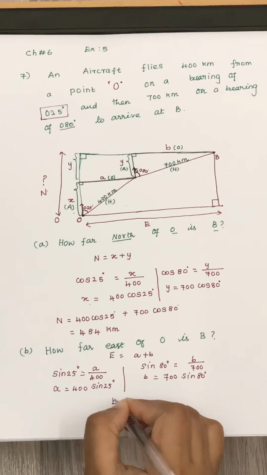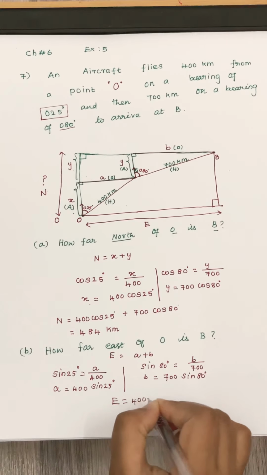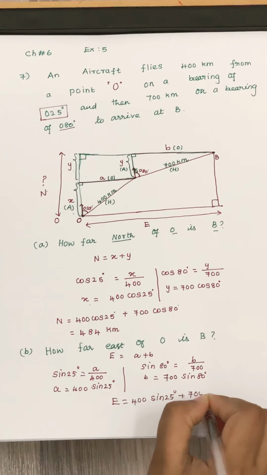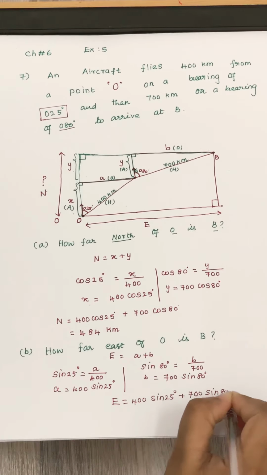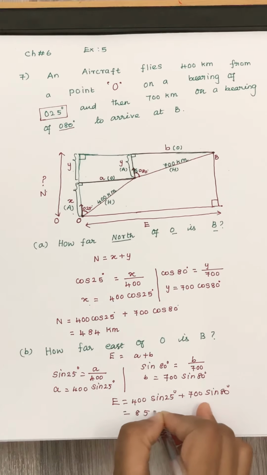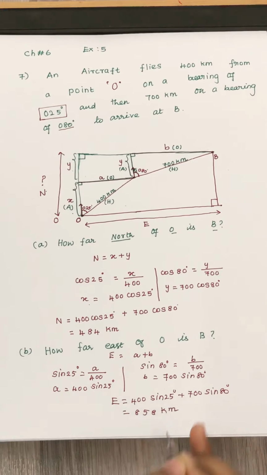So substitute E equals 400 sin 25 degrees plus 700 sin 80 degrees. You will get your answer, approximately, I rounded up here, 88 kilometers. Okay. So what direction, and from which point to which point they are asking, draw the line and try to figure out whether you can make any right angle triangle in the given diagram, or what you drew. Then it will be easy for you all.